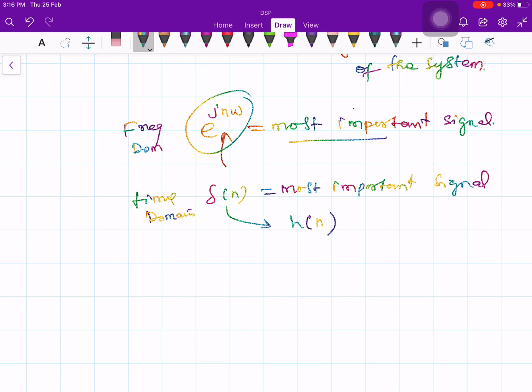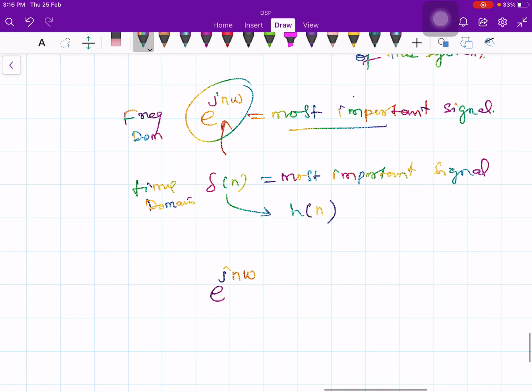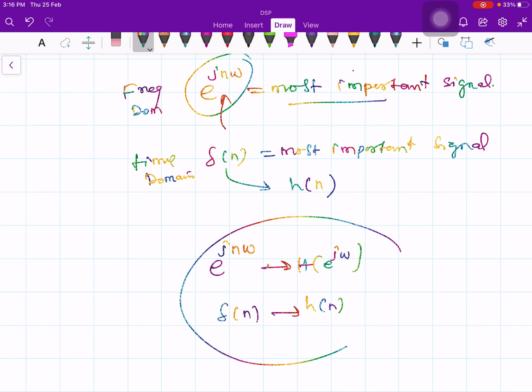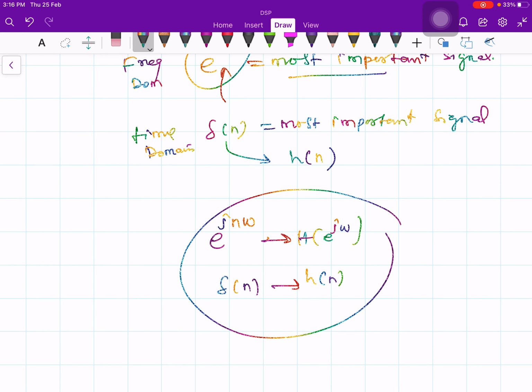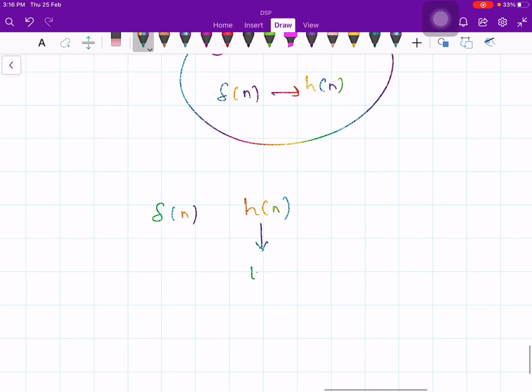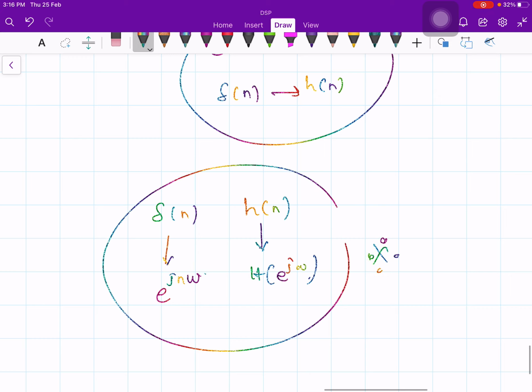So if you know the response to e to the j n omega, that is, you know H of e to the j omega, or if you know the response to del of n, which is h of n, then we will be able to find the response of the system very easily for any type of signal. So these four are important: del of n, h of n, corresponding to H of e to the j omega, and e to the j n omega. Very, very important signals in signal processing.